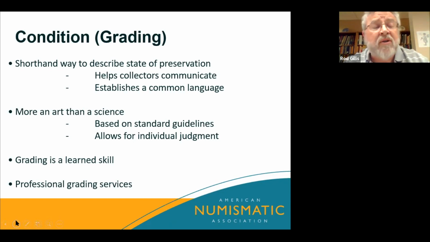Although I would tell you that I certainly believe that every one of us has the ability and talent to be able to at least grade the coins in our own collection. And I'm not saying you should never use professional grading services. That's not what I'm saying at all. What I am saying is that I think it's important for every coin collector to learn how to grade, because you're not getting the most out of the hobby until you do.